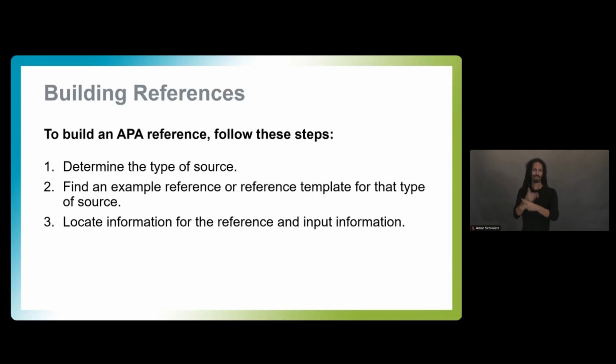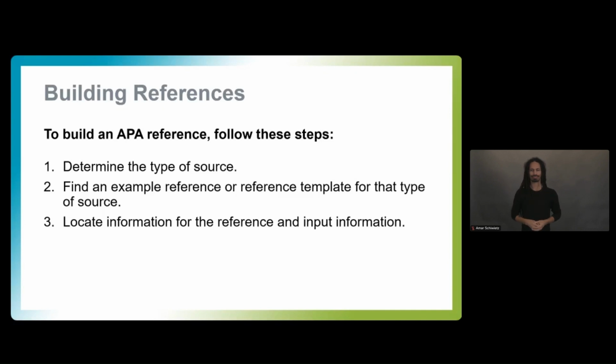Okay, step number 2. You're going to find an example reference or reference template for that type of source. So how do you know what information to include for a reference? And how do you know how to format this? Well, later in this presentation, we'll go over a great website, APA Style, and this is where you can go to see some example references based on the source type that you're using.